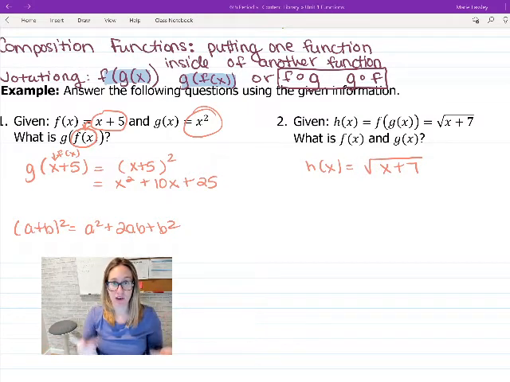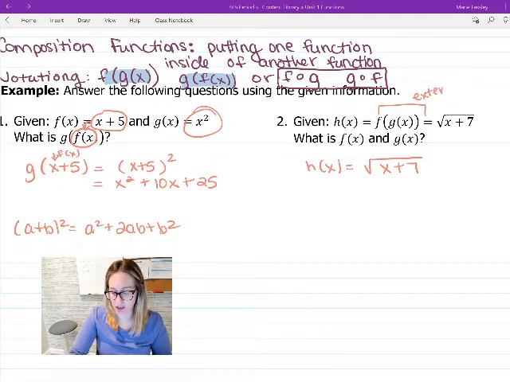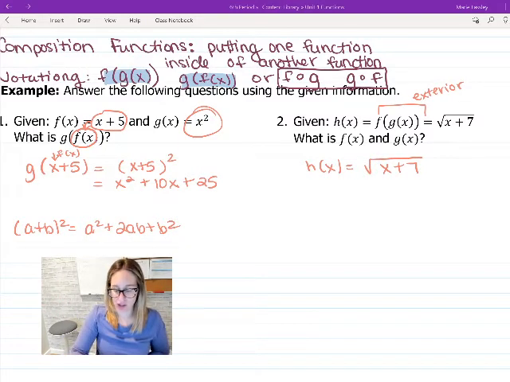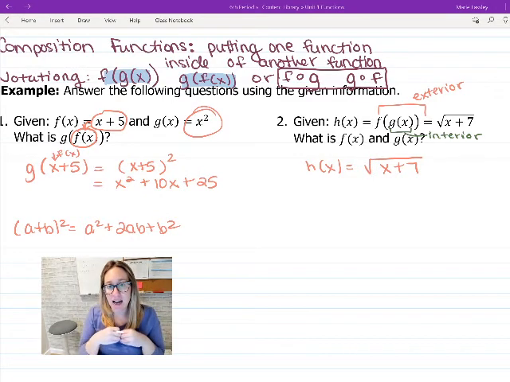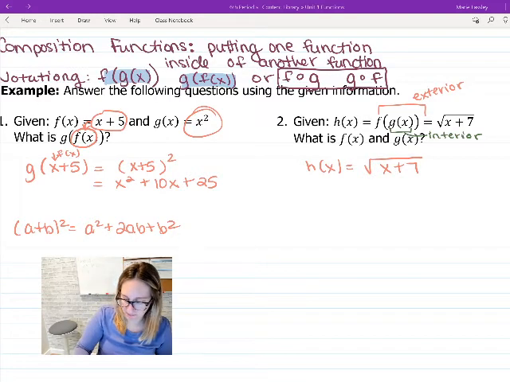Now, the first thing we have to do is figure out which one is the exterior function versus which one is the interior function. If you look at it, f is on the outside, so it's the exterior function. It's the thing that's on the outside that we're plugging something else into, whereas g is our interior function. So it's the thing that's going to be inside the other thing. That's important to piece out. So f is on the outside, g of x is on the inside.